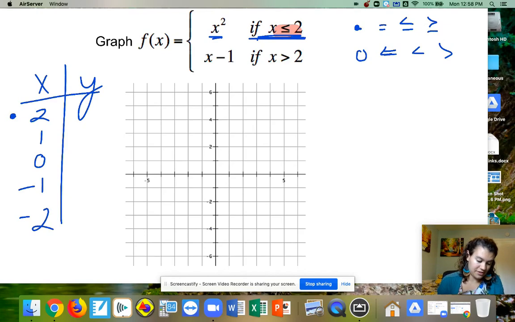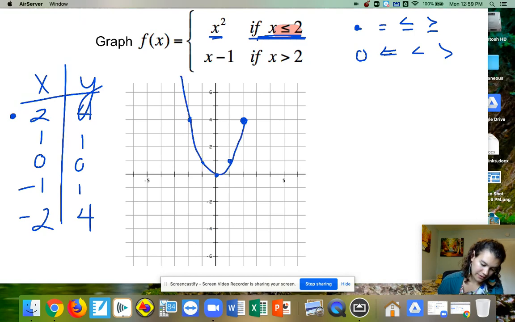So if we're going to graph this, I'm going to start at 2 and plug that in. You get 4 for 2 squared. 1 squared is 1, 0, 1, and 4. So we're getting a parabola. At 2, we're going to be up at 4. It's a closed circle. At 1, you're at 1. 0, you're at 0. Negative 1, and 4, you're at 4. Negative 2, you're at 4. And then I'm just going to connect this like that. And I'm not going to go past right here with this function, because this function only goes to equal to and it stops.